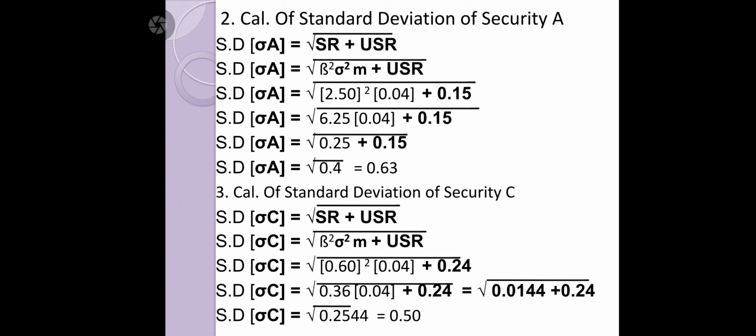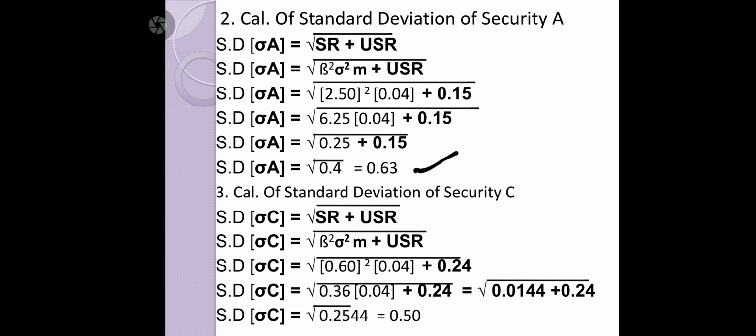Beta 2.50 square, market variance we calculated 0.04, plus unsystematic 0.15. Simplify: 2.50 square will come 6.25, into 0.04, plus 0.15. Total of that will come 0.25 plus 0.15. So the square root of 0.4 will give 0.63, which is the standard deviation of A.